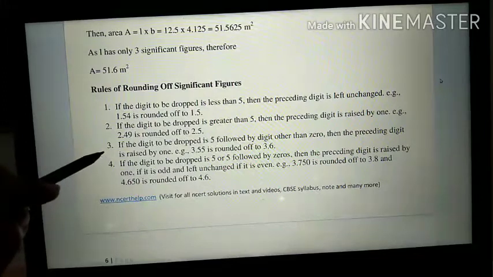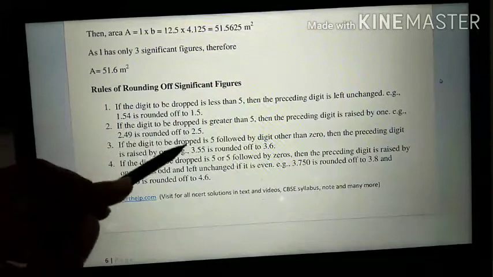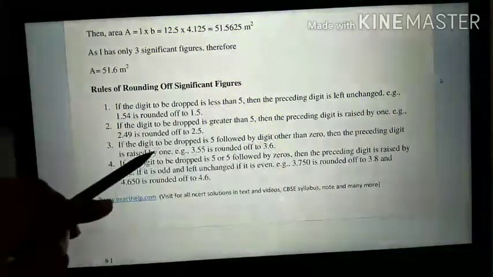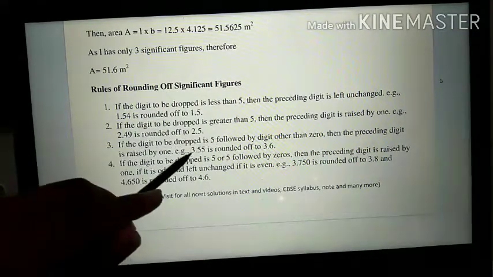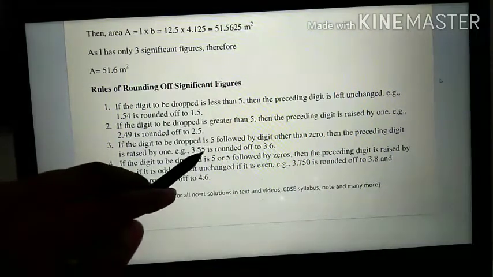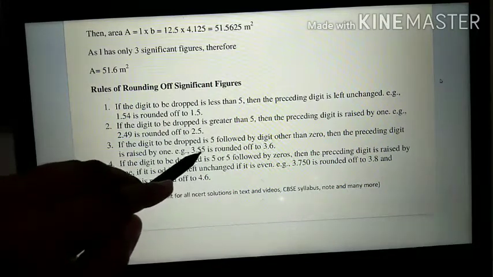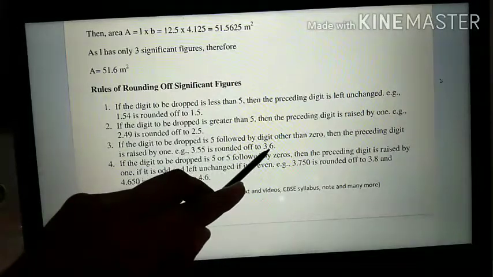Now the third thing is that if the digit to be dropped is 5 followed by a digit other than 0, then the preceding digit is raised by 1. Suppose in an example 3.55 is rounded off to 3.6. Since the 5 is followed by another 5, the preceding digit is raised by 1. So the rounded number is 3.6.